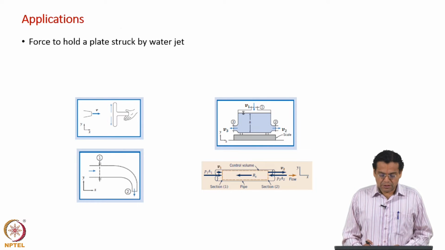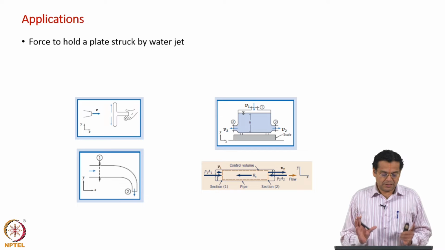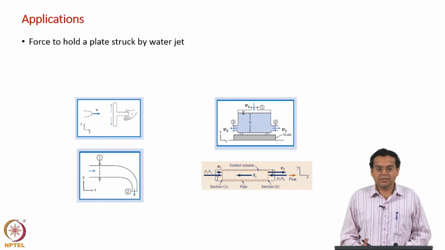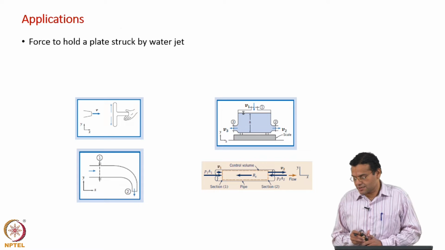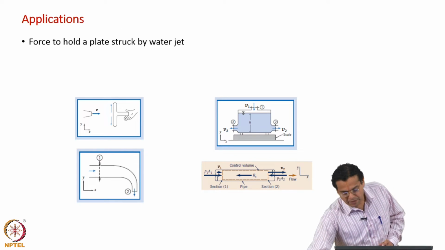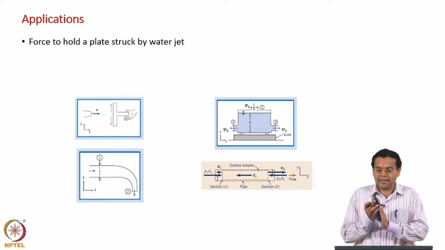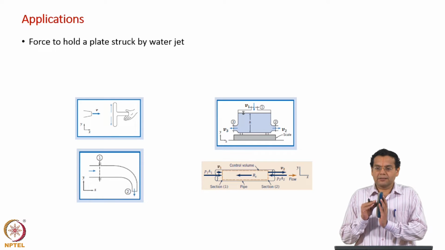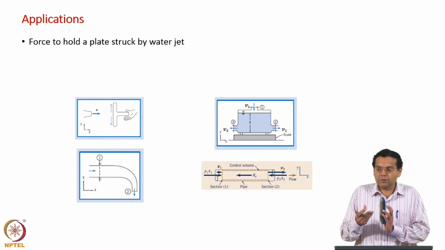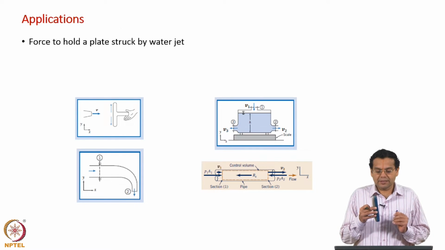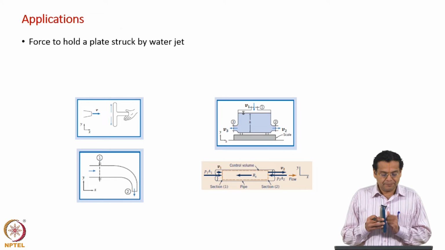Now, one common variable which we are going to find in all these examples is force. We keep talking about force in all the examples; that is common to all of them. So, what is the first example? You have a water jet, and it impinges on a plate and you are holding this plate, and you have to give some force so that you can hold this plate. So, we are going to find out what that force is.